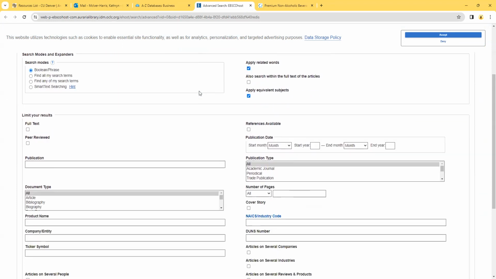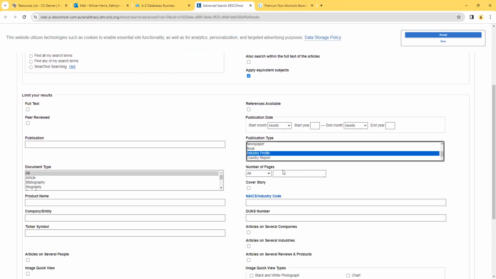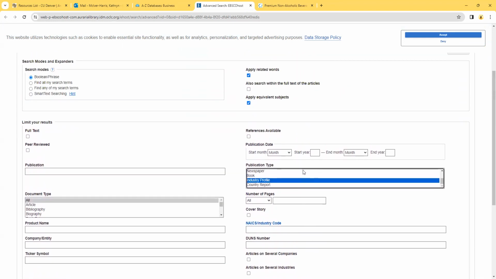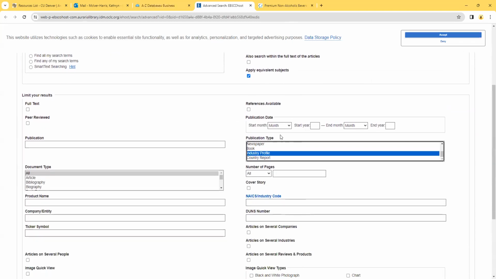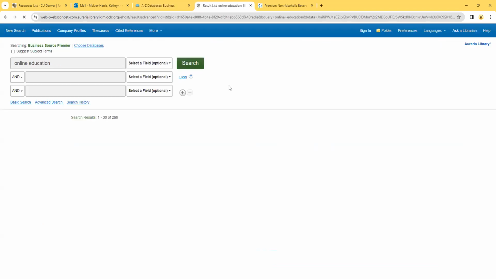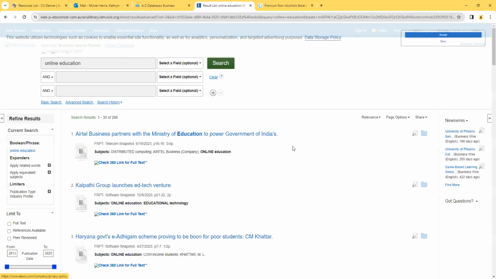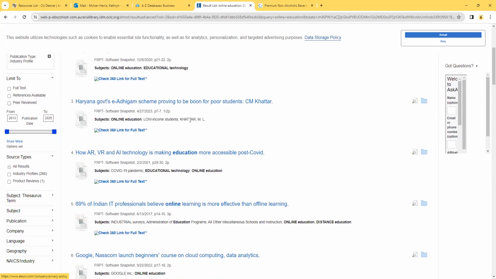Education. And you're going to be looking for either a trade publication or an industry profile. So we're going to look at online education. We're going to come down here and look for an industry profile. We're going to search. So a couple of areas where you can start thinking about for you guys specifically, you know who you are. These are the types of things that you're going to want to think about.